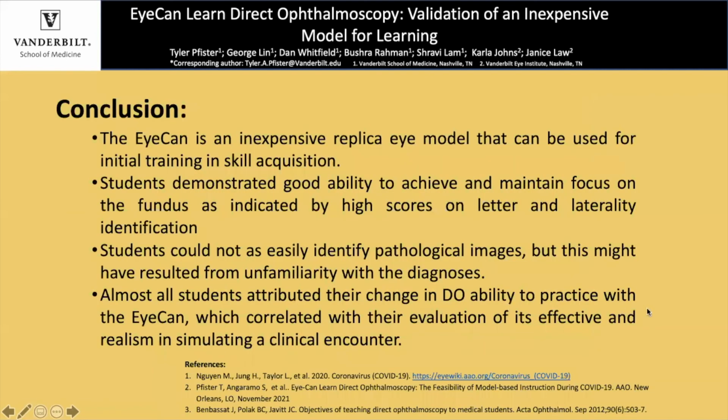So in conclusion, the ICAN is an inexpensive replica eye model that could be used for training and skill acquisition. They had very good ability to achieve and maintain focus on the fundus. However, identifying pathologic images was a little bit difficult, and maybe due to their unfamiliarity with the diagnoses. Almost all the students attributed their change to practice with the ICANs, and it correlated with effectiveness.